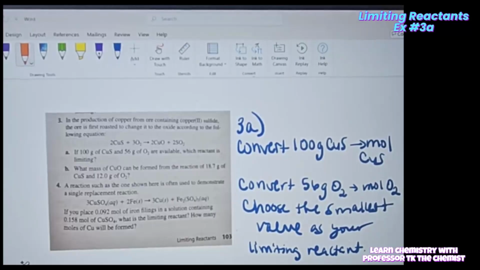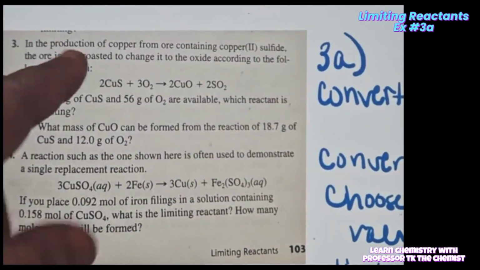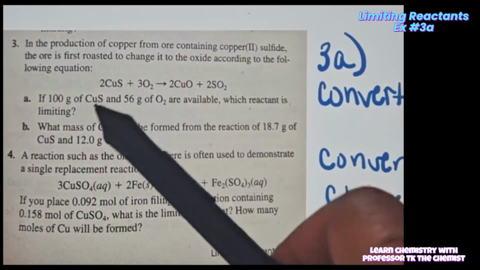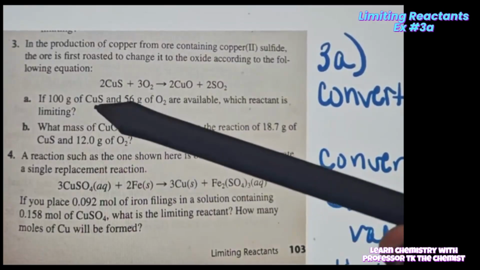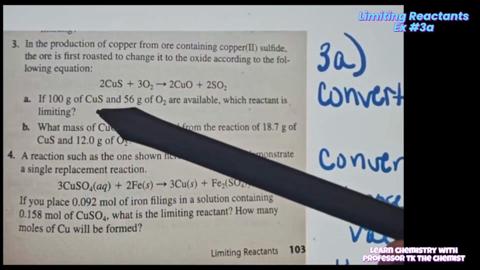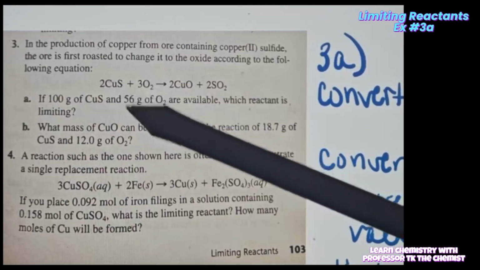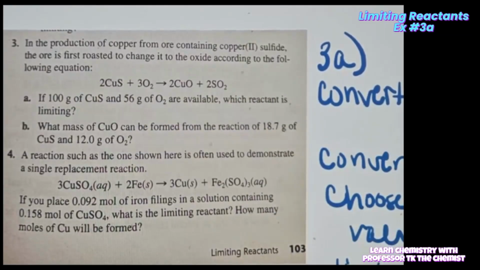So for 3A, it says, now again, let me zoom into the problem so y'all can see that. Okay, ignore all this other stuff. We don't care about the production of copper and what it did to get there. We just need to look at the problem to make sure it is balanced, which it is, and then convert the grams of copper 2 sulfide and oxygen. Okay, convert those because it says which reactant is limiting.